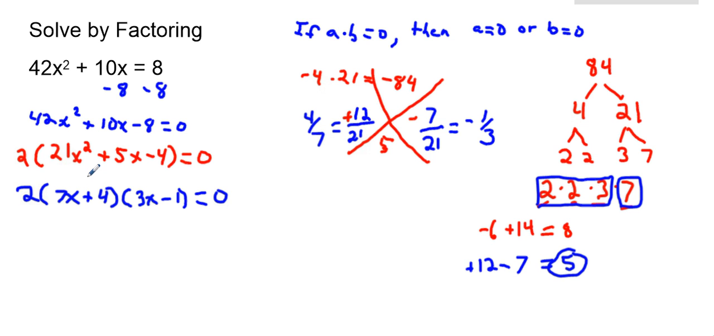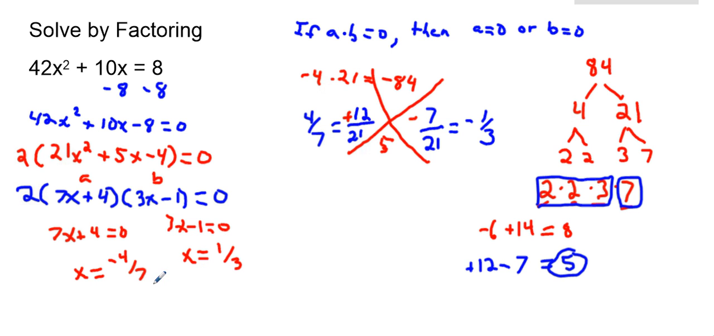Using our zero product property, that means we hit the if statement. Now we use the then statement. When a is 0, b is 0? Well, if this term is our a, we can say 7x plus 4 equals 0. And that means the value of x we need, through solving our two-step equation, will be negative 4/7. And here's our b. Set that equal to 0. That means we add 1, divide by 3, so our other value will be positive 1/3.